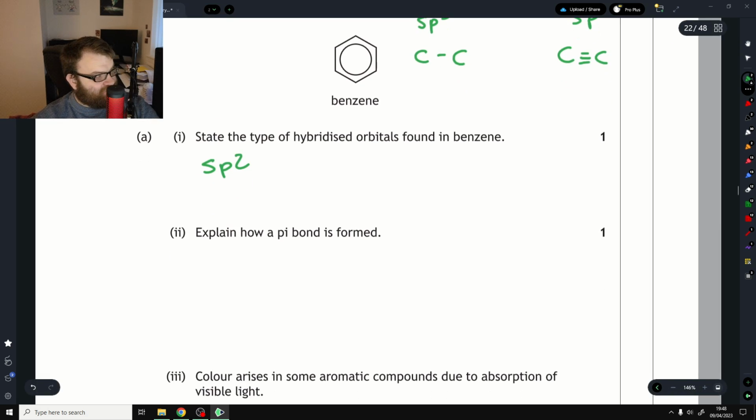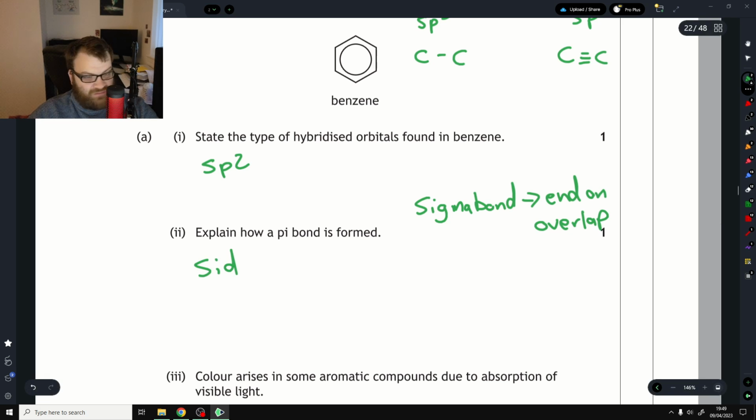Next one, we're talking about the differences between pi and sigma bonds. A sigma bond is an end-on overlap versus our pi bond, which is a side-on overlap of orbitals.